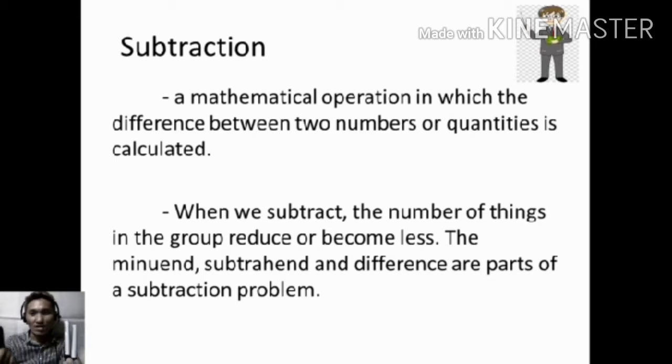So ang gagawin natin, ang eraser, tatanggalin lang niya yung isang marker. So naiwan is 1. So that is the concept of subtraction.